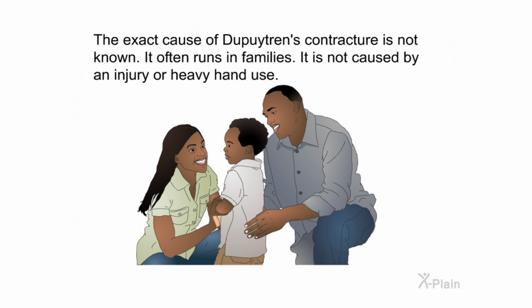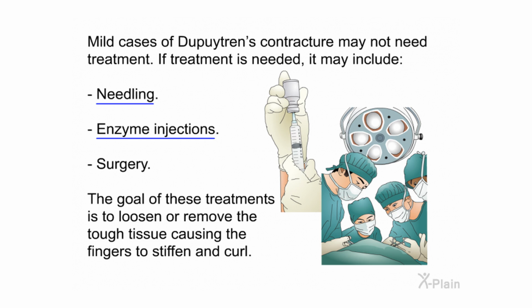The exact cause of Dupuytren's contracture is not known. It often runs in families. It is not caused by an injury or heavy hand use. Mild cases of Dupuytren's contracture may not need treatment. If treatment is needed, it may include needling, enzyme injections, surgery. The goal of these treatments is to loosen or remove the tough tissue causing the fingers to stiffen and curl.